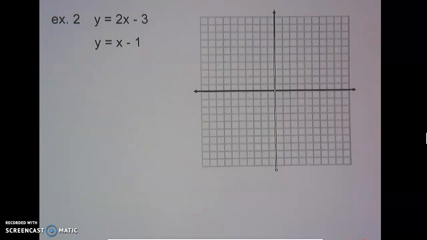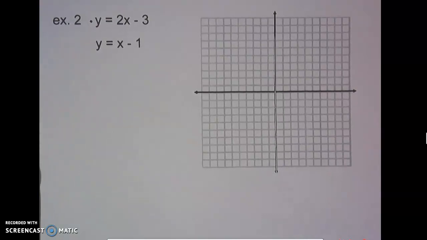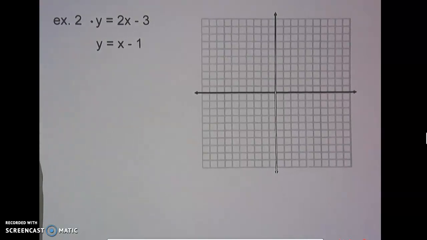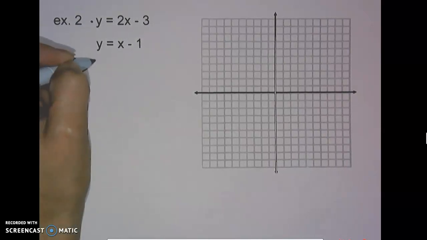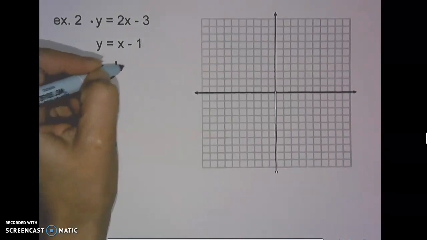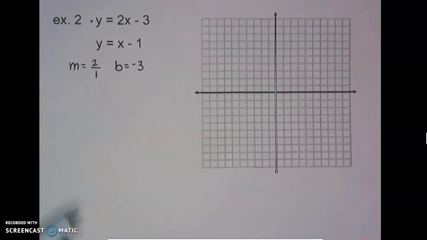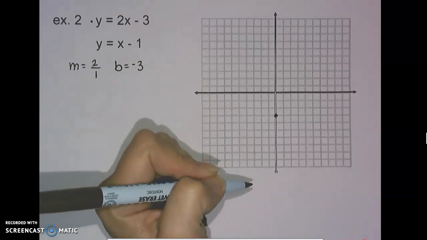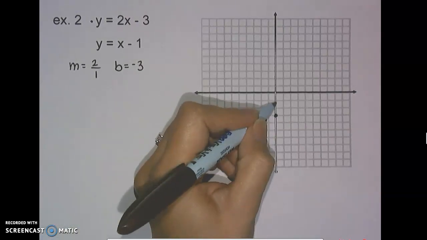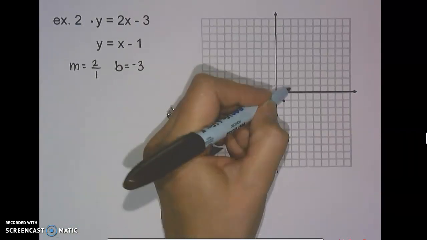All right, next system: we have y equals 2x minus 3 and y equals x minus 1. Since they're already both in y equals mx plus b form, our job is just to graph them. For the first equation, our m is 2 over 1, and this time our b is a negative 3. We begin with the b, so we're down here at negative 3, and our slope is rise 2, run 1 to the right.